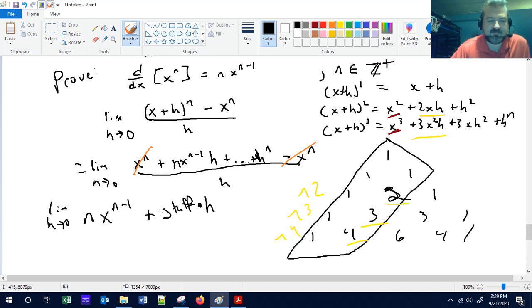So when I take a limit, all of this stuff is going to have an h in it, so it's going to be times 0. It's going to be gone. And this is simply nx to the n minus 1, which is what we were trying to show. So I hope you agree that the derivative with respect to x of x to the n, for n being a positive integer, must be n times x to the n minus 1.